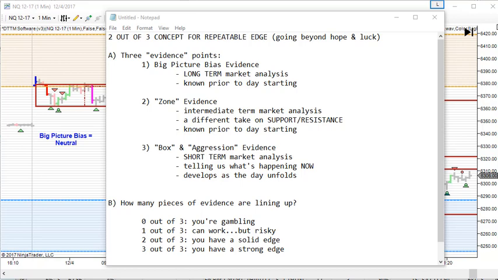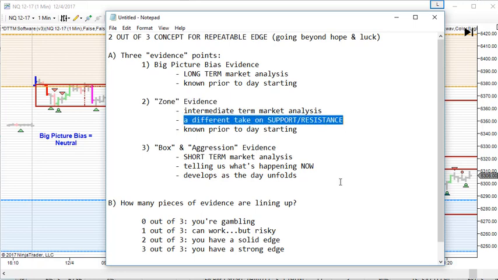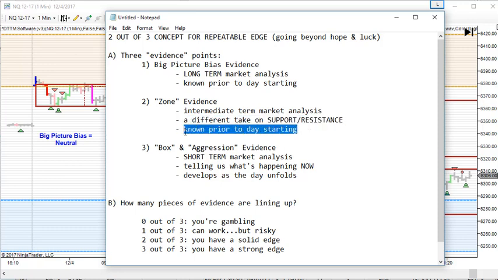So let me talk about this 2 out of 3 idea. Basically, what we're doing is we're looking at 3 different evidence points, okay? We're looking at a big picture bias, which is basically long-term market analysis, and that's known prior to the day starting. We then want to look at what I call zone evidence, and this is just a different take on support resistance, but this is also known prior to the day starting, and this is an intermediate analysis of the market.